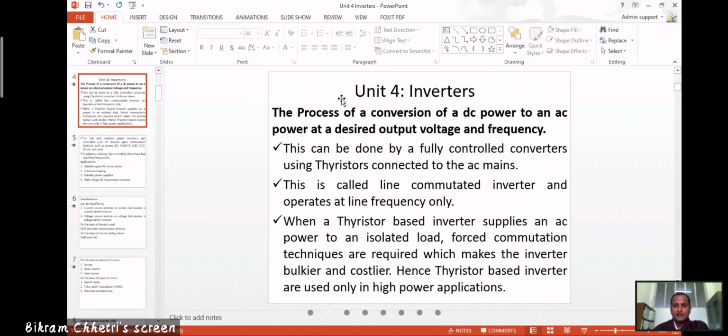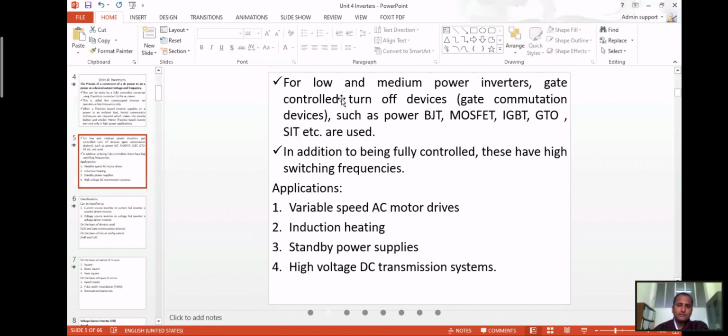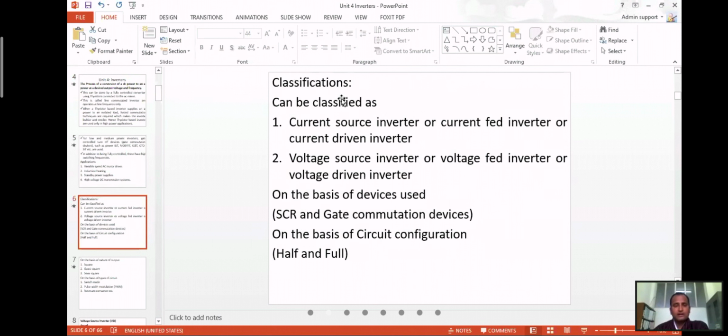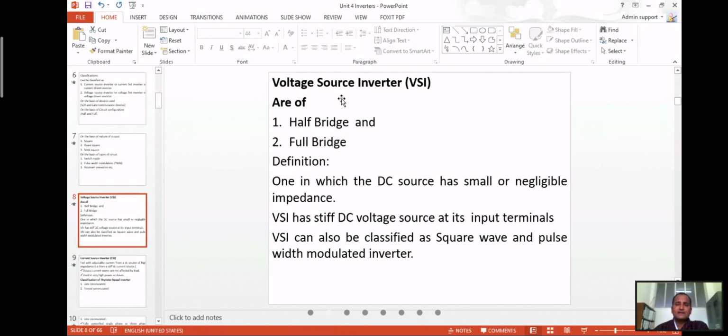And for high power applications, the thyristors are used, and for low and medium power applications, gate turn-off devices like power BJT or MOSFET are used. We know that we can classify inverters into VSI, CSI, or based on the circuit configuration, full or half type, and so on. There are so many classifications in inverters.